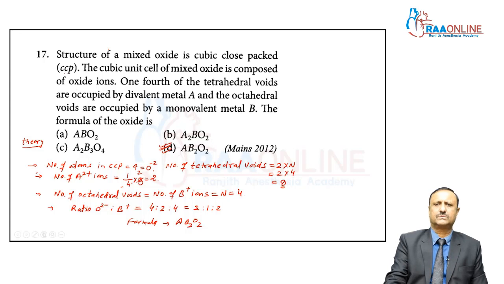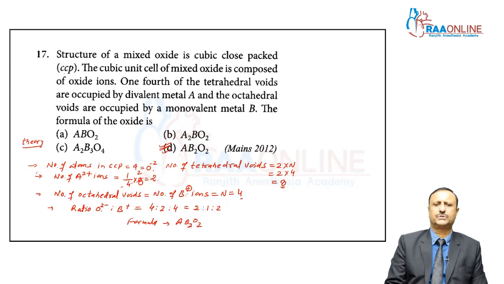Here, the structure of mixed oxide is cubic close packed. The cubic unit cell of mixed oxide is composed of oxide ions. Here you can get the oxide ions. 1/4 of the tetrahedral voids are occupied by divalent metal. 1 upon 4th multiplied by 8 gives 2 for the divalent metal A, and the octahedral voids are occupied by monovalent metal B. Here the number of octahedral voids equals the number of monovalent ions, with only a plus 1 charge present here. Octahedral voids are present here, and n is equal to 4 here.